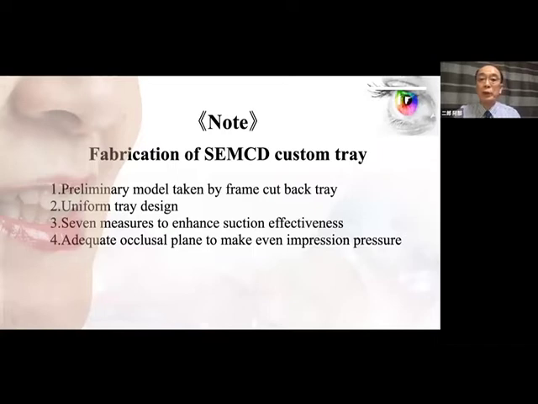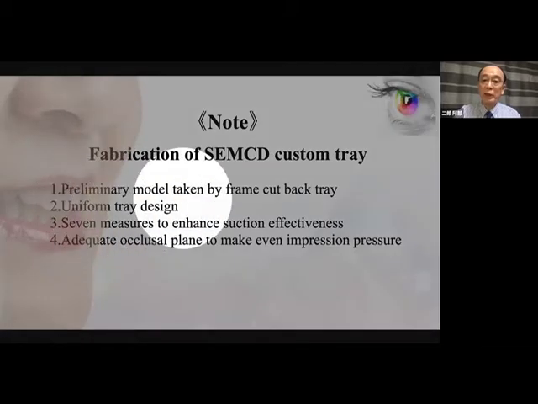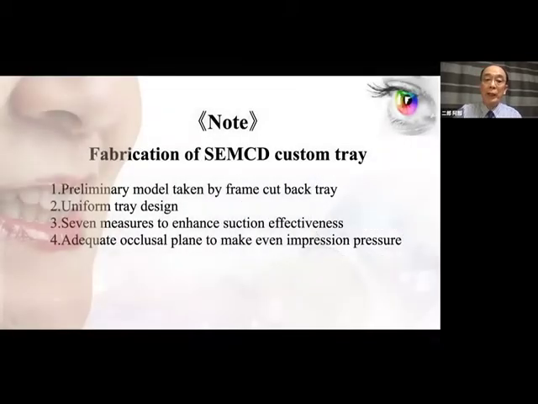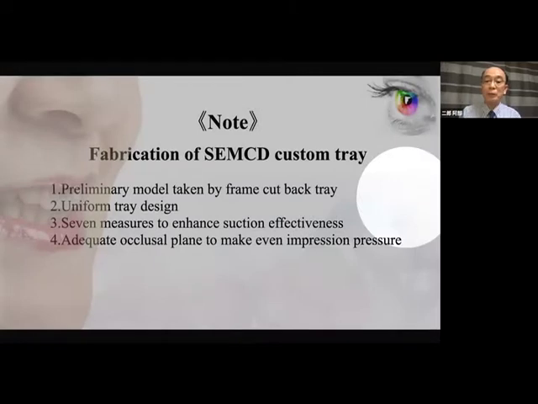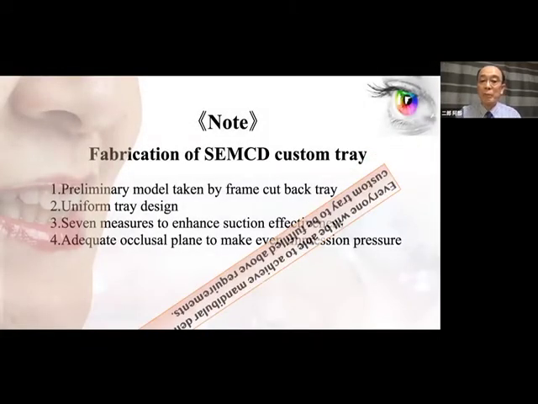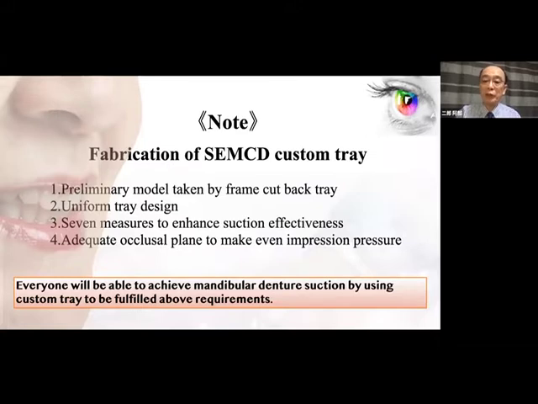When fabricating the SEMCD custom tray, the primary models are created based on the frame cutback tray impression. The tray design is always uniform, regardless of whether it's an unfavorable or favorable ridge condition. Several measures must be provided to the custom tray to enhance the suction effectiveness. The occlusal plane is most important to make even pressure when taking the impression. So everyone will be able to achieve mandibular denture suction by using a custom tray that fulfills the above requirements.